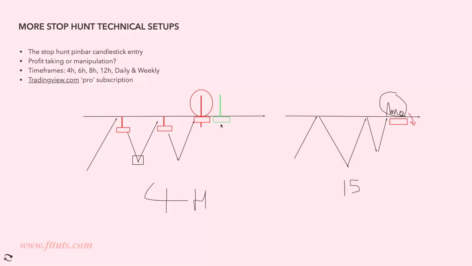And then what you want to do is look for your entry on the close of this 4, 6, 8, 12 hour candle. So this would be where your entry is right here, and your stop loss again 5-10 pips above the high, and again you're looking to trade it down to the potential lows.